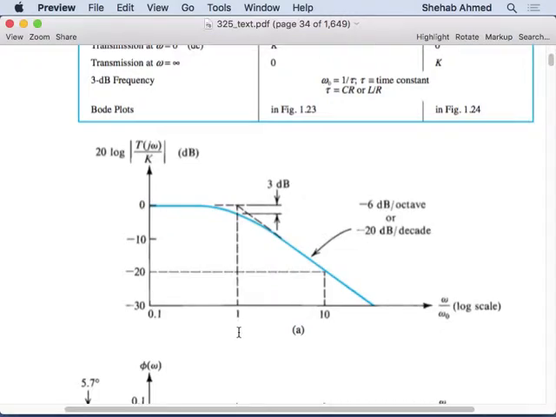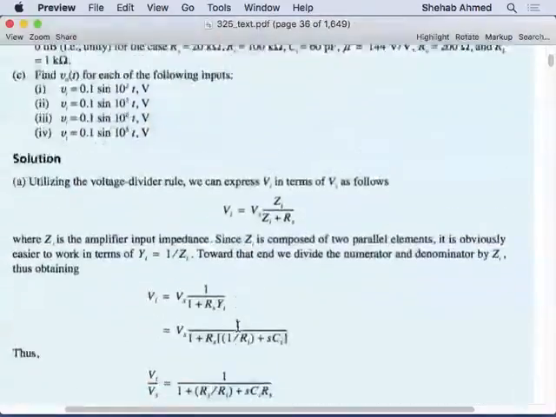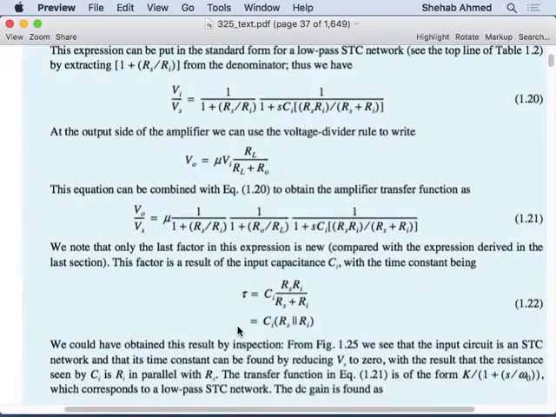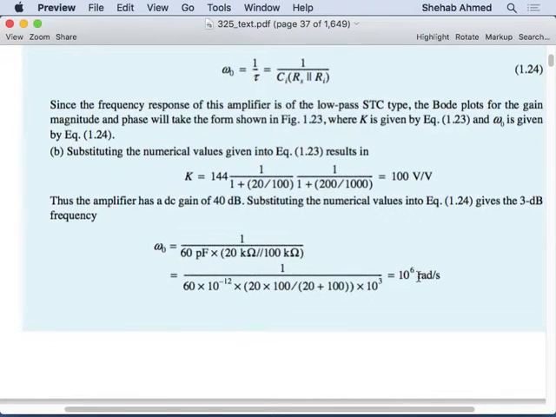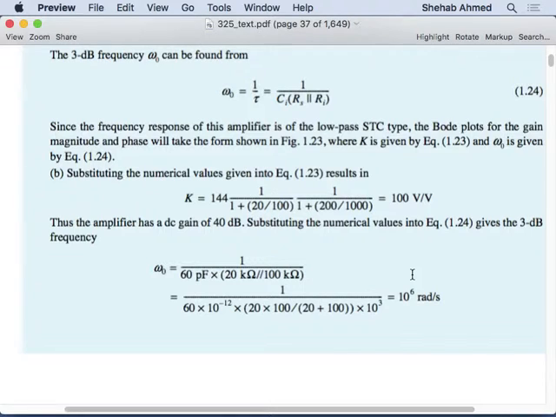Remember you now have a transfer function that contains S, j omega. If you substitute with f equal to 159 kilohertz, or omega equals 10 to the 6 radians per second, what will happen? Your magnitude will be minus 3 dB. You know that because you've calculated omega naught. You've calculated your corner frequency. This is the corner frequency of the circuit. Okay?